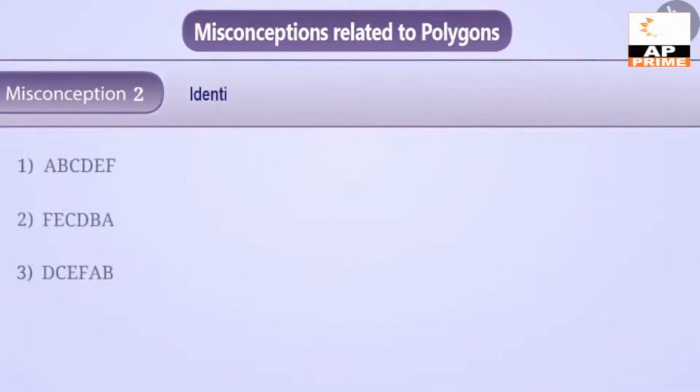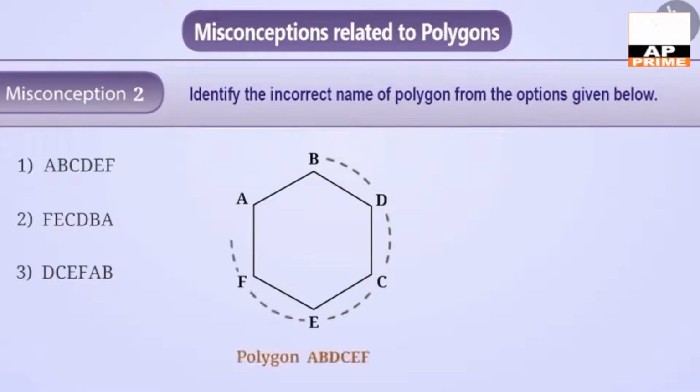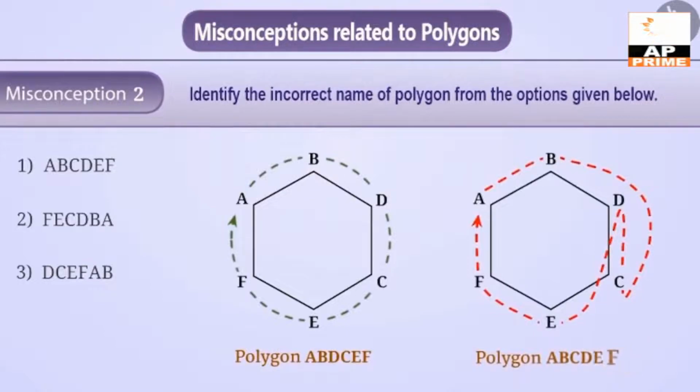Misconception 2. Identify the incorrect name of polygon from the options given below. Some students have a misconception that the name of the polygon can be identified by writing the letters of the vertices in any order. In the given figure, vertices are named from A to F. Students ignore the sequence in vertices and name the polygon as A, B, C, D, E, F, which is a wrong name. Therefore, option 1 is the correct answer to the given question.